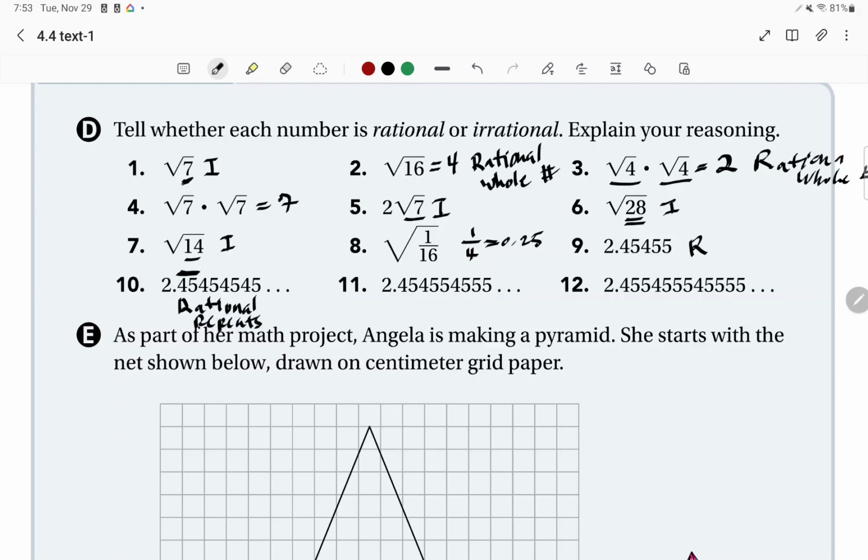Number 11 is going to be irrational because that does not repeat and it does not terminate. Therefore, it's irrational. And the same for number 12. That is irrational because it does not terminate and does not repeat. So again, for each of these, make sure you're rewriting the problem and then writing the explanation next to that problem.